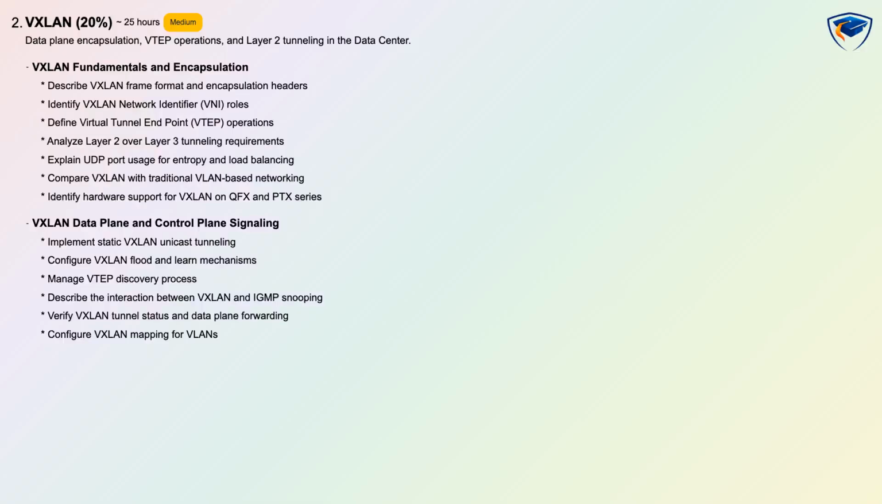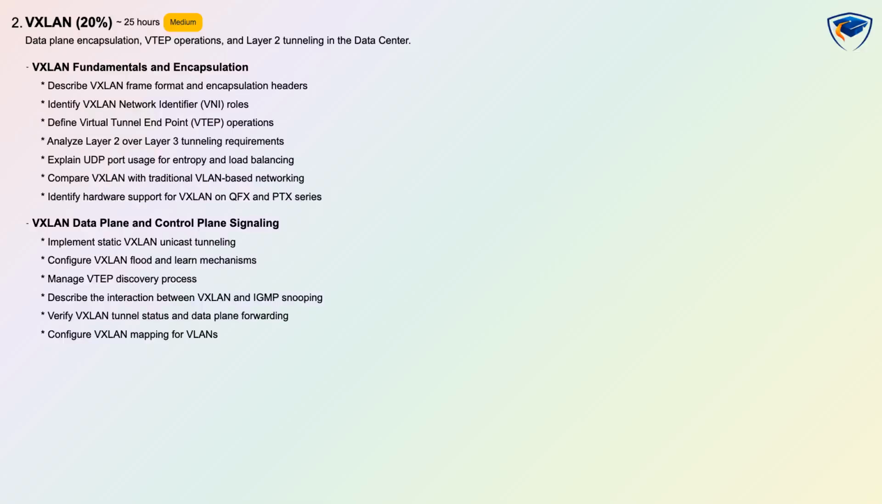You will cover VXLAN frame format and encapsulation headers, the role of the VXLAN network identifier, VTEP operations, Layer 2 over Layer 3 tunneling requirements, and how UDP port selection affects entropy and load balancing. You should also learn where QFX and PTX hardware supports VXLAN.